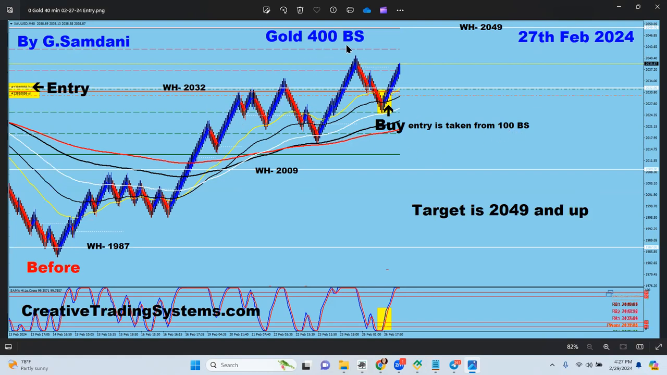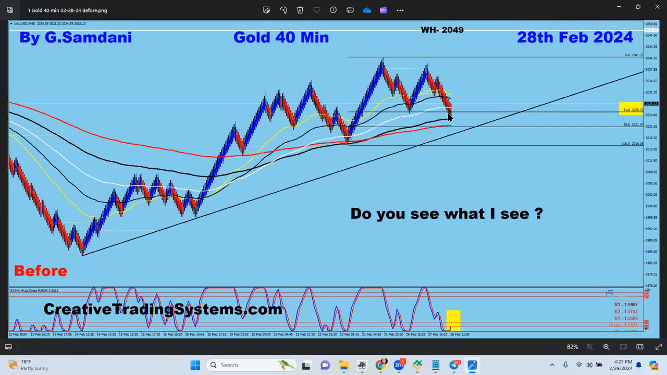This is a 400 brick size chart, the 40-minute chart, right? This is where the trade is showing here, but actually the entry was on a smaller time frame, a perfect entry. But this was a perfect setup. So the setup was there, and then it opened the trade, and it went up nice and clean. And I said the target is 2049. But what happened is, boom, it came down and took my sell at break even and said, okay, bye bye, thank you, no problem.